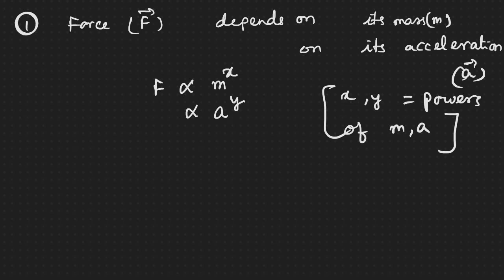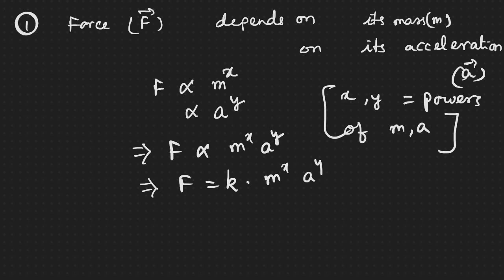Now if I join these two things with force, F varies as M^x A^y. Going to the proportionality constant, F equals k into M^x A^y, where k is a proportionality constant. This is the first equation. Now I will go to the dimension part. We know k is a dimensionless constant because it is just a number, so we will omit the k part here.